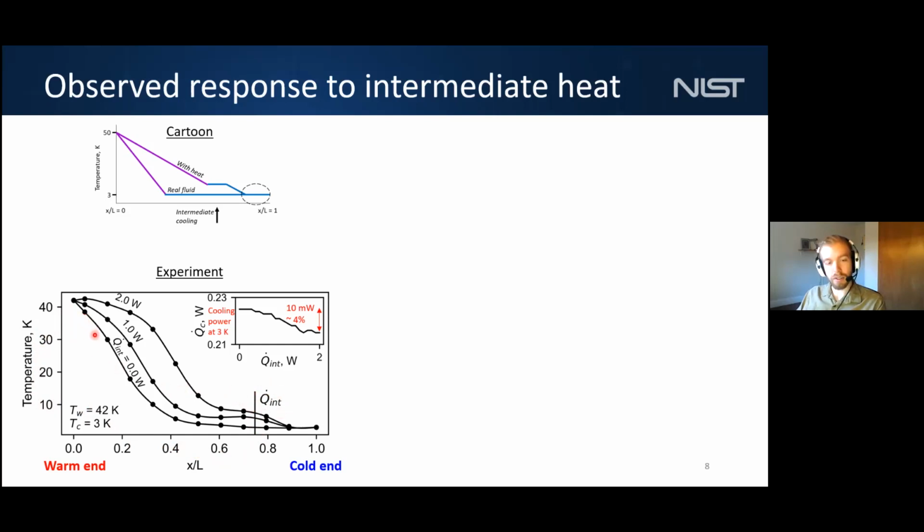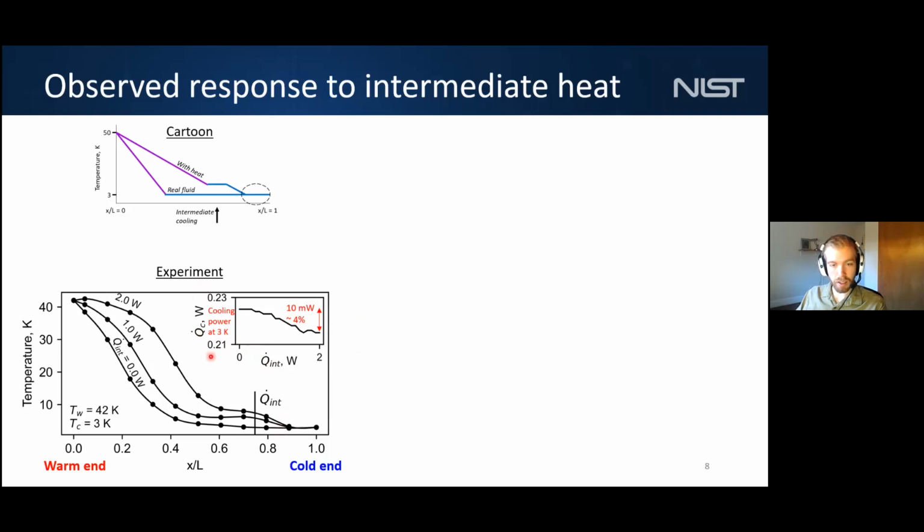The bottom curve is showing with no heat applied. The second curve is showing with 1 watt applied, and the top curve is with 2 watts applied. Something I talked about previously, we see that the minimum temperature in the regenerator is not disturbed. And based on our analysis, if this temperature is not disturbed, we expect cooling power at the cold end to stay fixed. And that's exactly what we see in this inset.